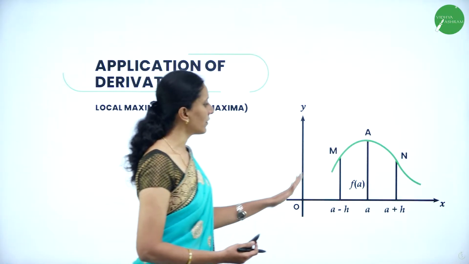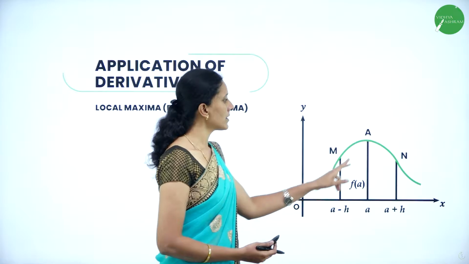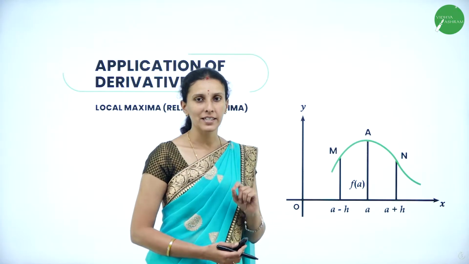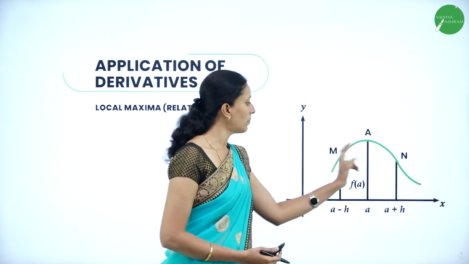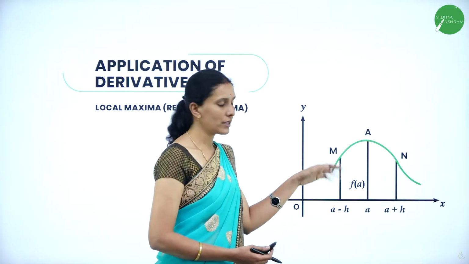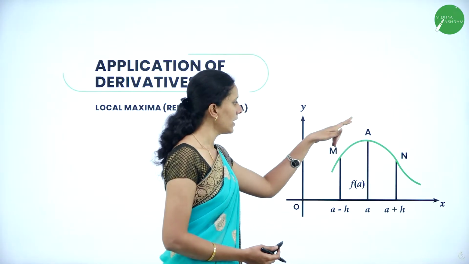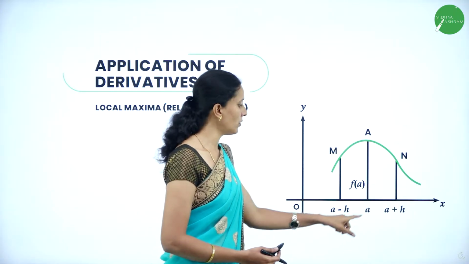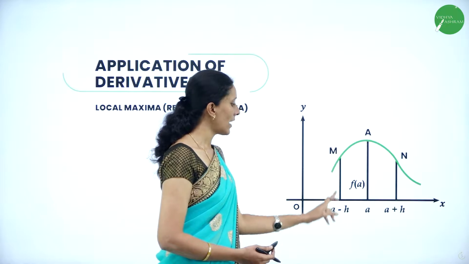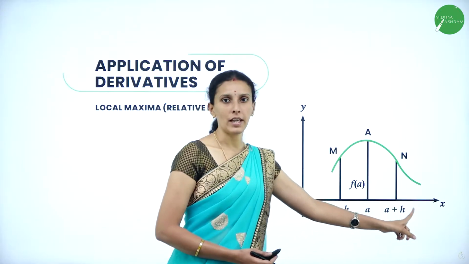You can see a curve here. So here is a point where the curve is attaining the maximum point, and here I have taken other points, that is the neighborhood of the points m and n. You can see this is the point where the curve attains the maximum value at a point A, and this I have taken as a minus h and a plus h.